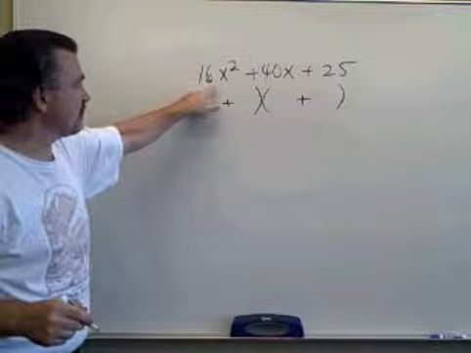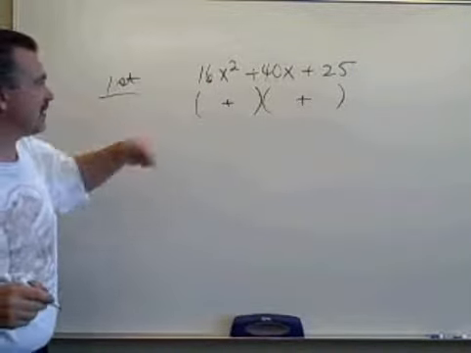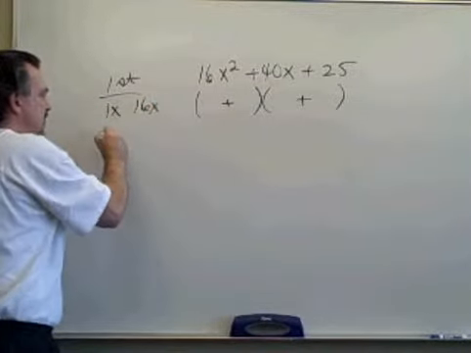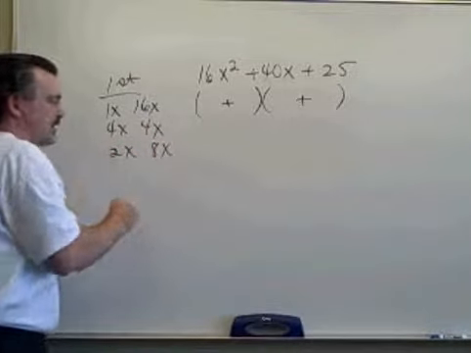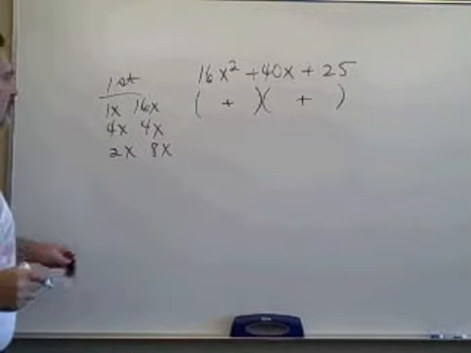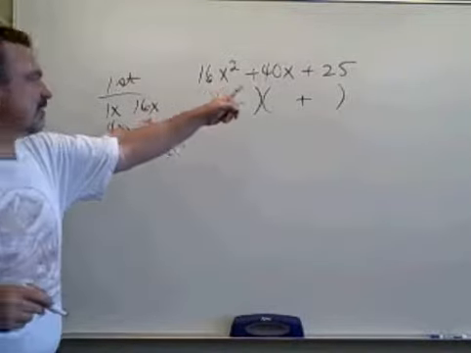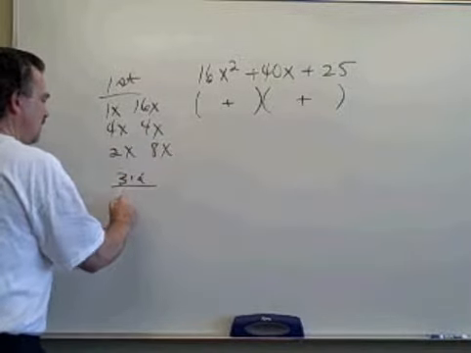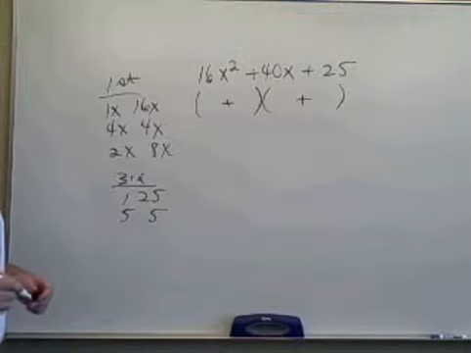Now, list the factor pairs that make the first term of the trinomial. How can I make 16x squared? That would be 1x times 16x, 4x times 4x, 2x times 8x. Right? Those would be the possible factor pairs that would make 16x squared. Now list the factor pairs of the third term. That would be 1 and 25, 5 and 5, wouldn't it?